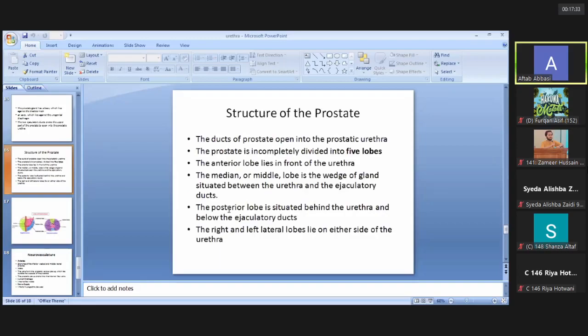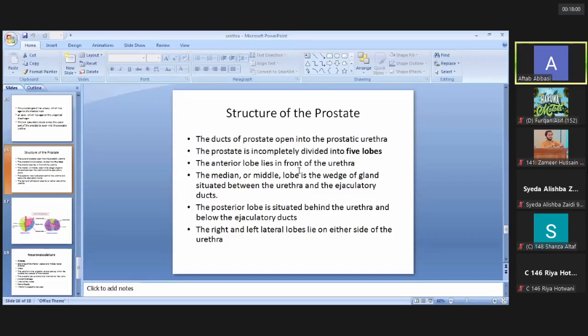The structure of the prostate gland, first of all, the apex and the base. The base is towards the neck of the urinary bladder, and its apex is towards the urogenital diaphragm. The ducts of the prostate gland open into the prostatic part of the urethra, and then there are different lobes of the prostate gland. There are about 5 lobes of the prostate gland.